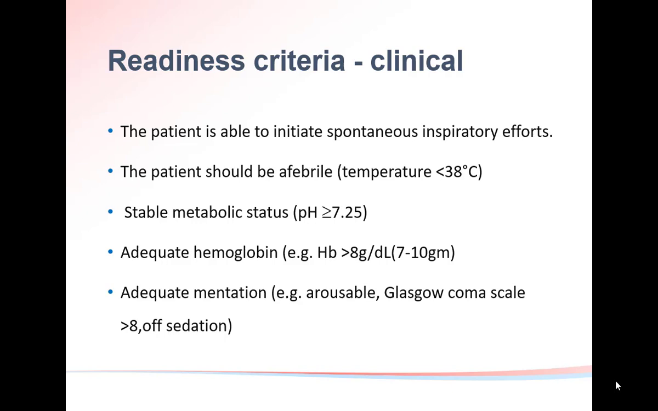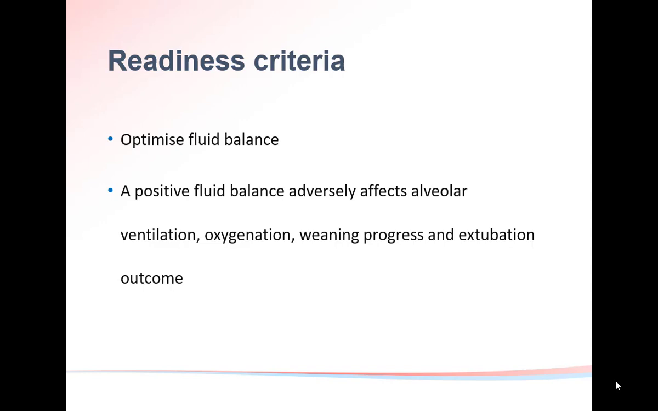He should have adequate hemoglobin, more than 8, although you know that a restrictive blood strategy has been shown to be better than giving too much blood to an individual, but one retrospective analysis has shown that if you keep above 8, it is associated with a better weaning. Patient should have adequate mentation. His GCS should be more than 8 when you think of weaning, and he should be off sedation. So these are very important, and he should have an optimized fluid balance.